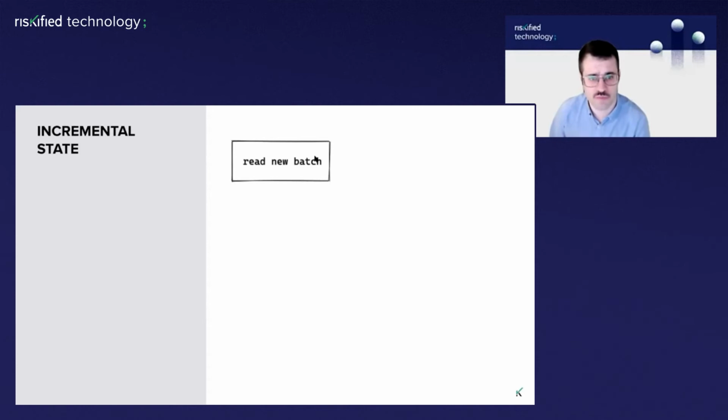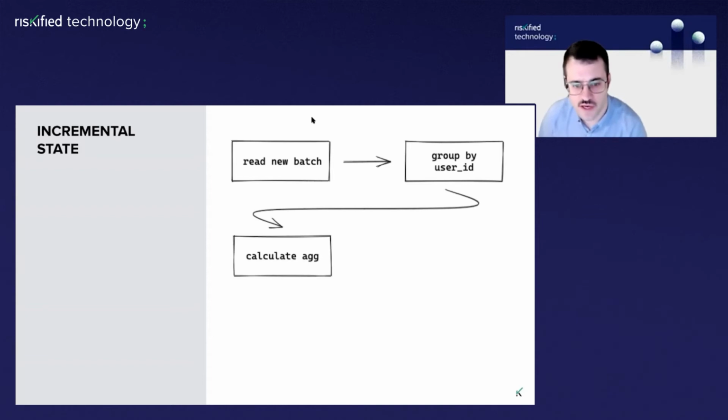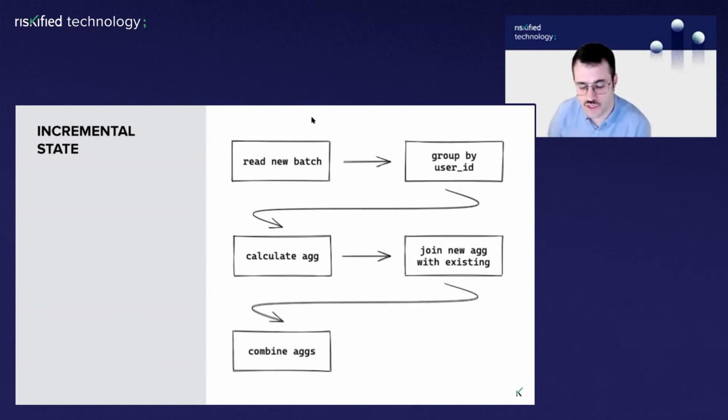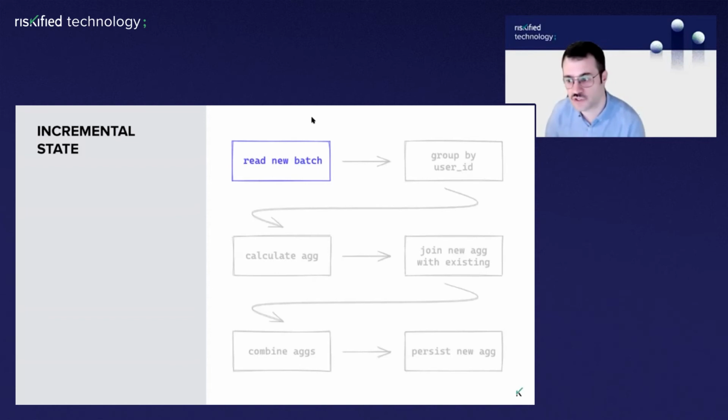We start by reading a new batch, right? And then we're grouping by user ID. We've seen that in a very high level kind of way. Next thing, we calculate the aggregation per user ID. And then we join the newly arrived at aggregation for that hour with the existing aggregation that user ID has in our system. And lastly, we combine those two aggregations into the new overall aggregation per user ID and persist that newly arrived at aggregation. So that's a lot. Let's break it down step by step and see how Spark can do it very efficiently.